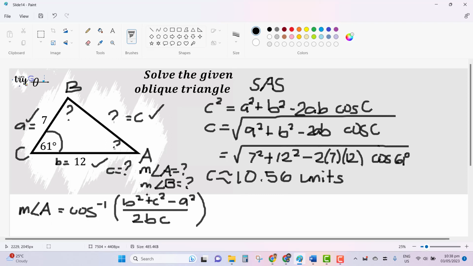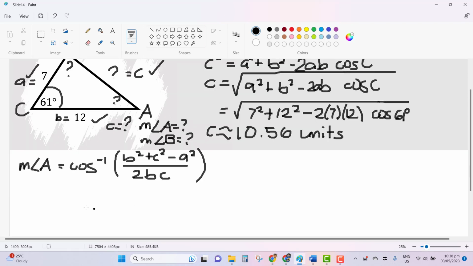but for the measurement of angle B, we will just be using the triangle angle sum theorem, because if we are going to use the same formula for the measurement of angle B, we might notice later that if we're going to add up all the measurements of angles, it could be less or more than 180 degrees, leaving us with a figure that is not a triangle. So let us try to input this here.